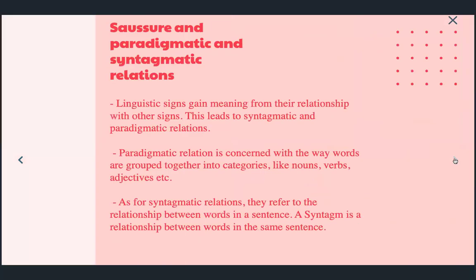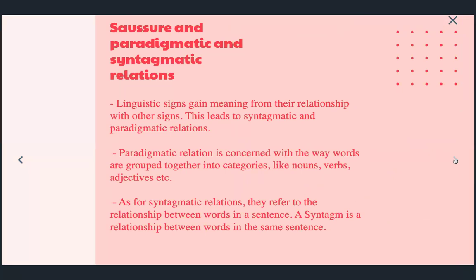Another important distinction that we have explored is Saussure's theory of linguistic signs. For Saussure, the idea is that linguistic signs gain meaning from the relationship with other signs. This leads to the concept of syntagmatic and paradigmatic relations.